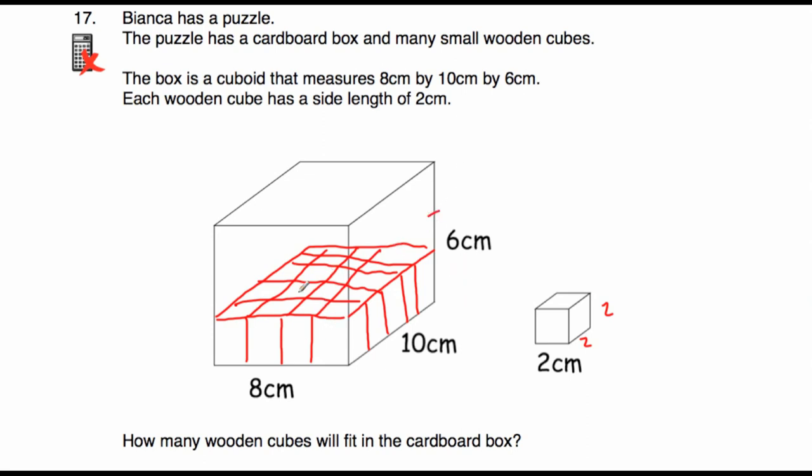There'd be the layer we've done, we'd then get another one, and then a final one on top. So that means there's going to be 3 lots of 20. And 3 times 20 would be 60 blocks, or 60 cubes. So the answer, the question asked us how many cubes would fit in the cardboard box. Well, the answer would be 60, because there's 20 on the bottom layer and there's 1, 2, 3 layers. So 3 times 20 is 60, and that's it.